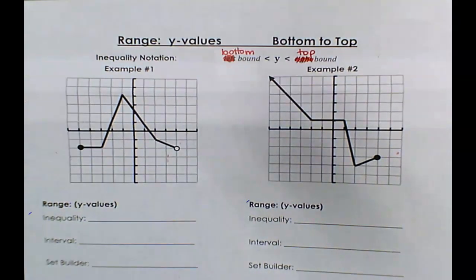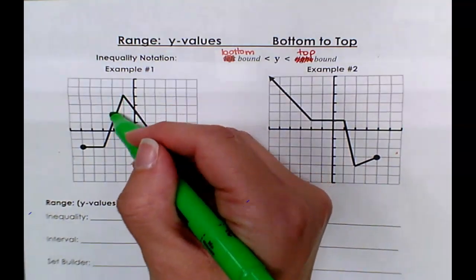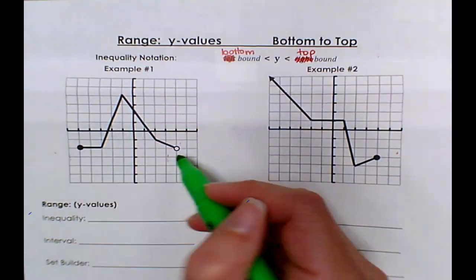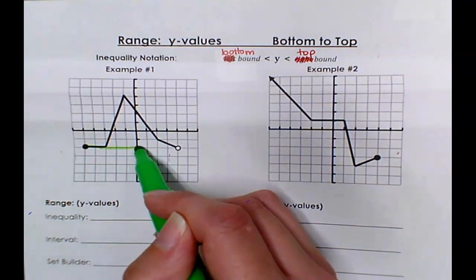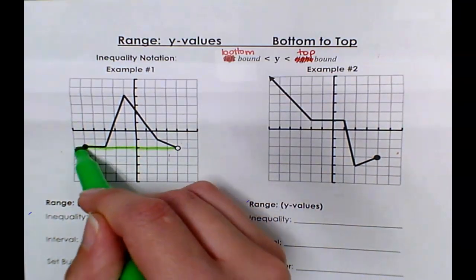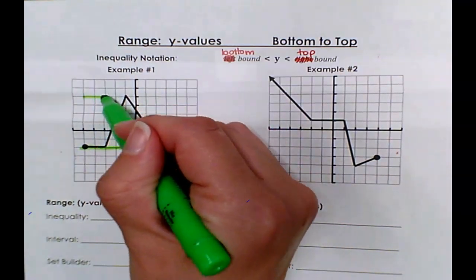So in order to write my range, I need to find my boundaries. I'm going to find my bottom boundary first on example 1. So for my bottom boundary, I go down to the bottom part of my graph. This and this are the same distance down. So here's my bottom boundary right here. And then my top boundary is that very top point right here.